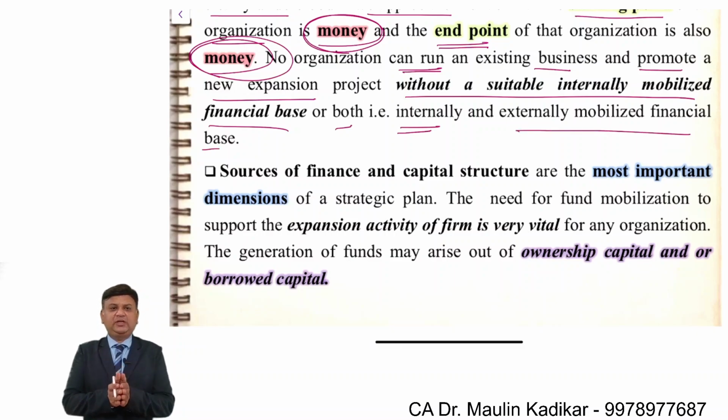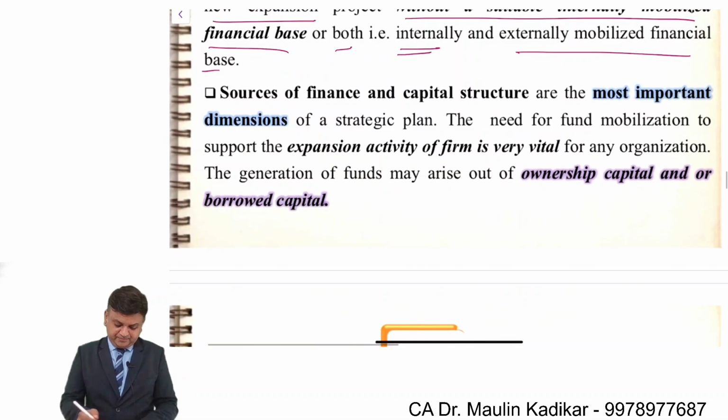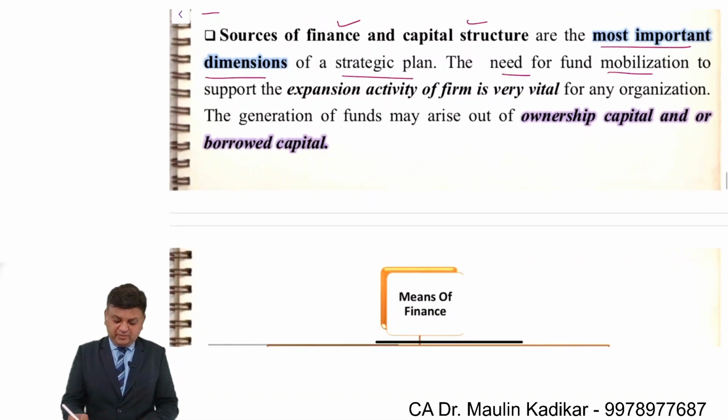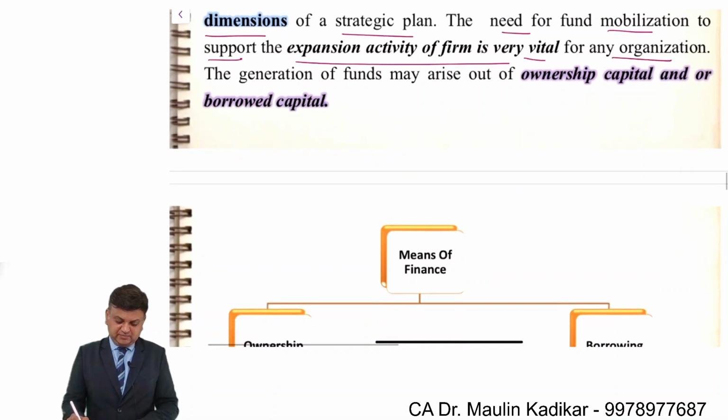So practically friends, what happens a number of times is that you will consider expanding your business only if you have the retained earning. If you don't have the retained earning, then you would not like to expand. Sources of the finance and the capital structure are the most important dimension of a strategic plan. The need for fund mobilization to support the expansion activity of the firm is very vital for any organization.